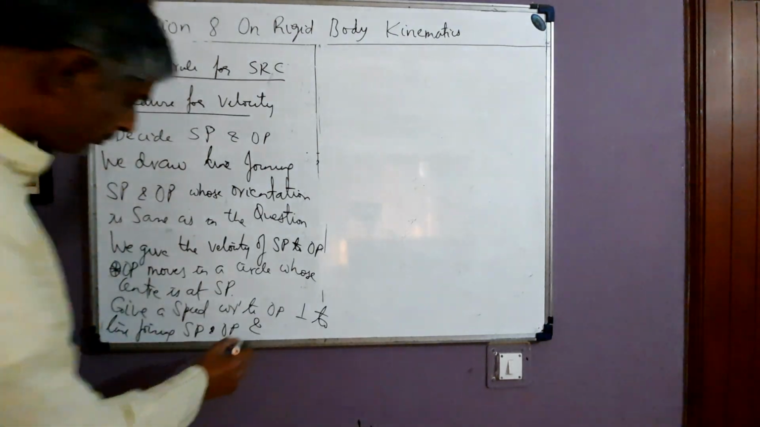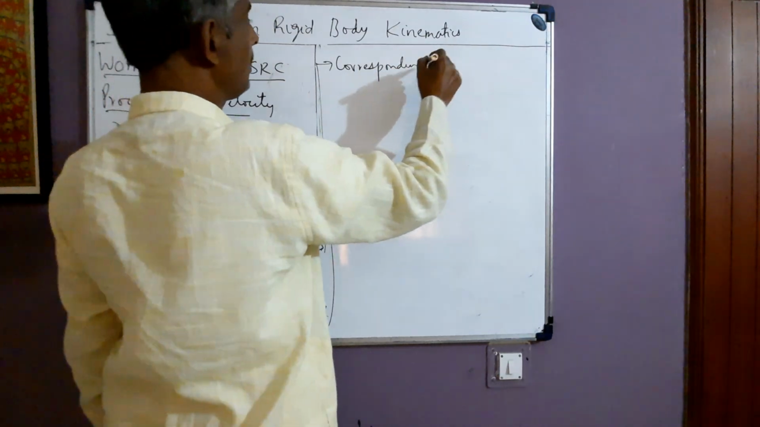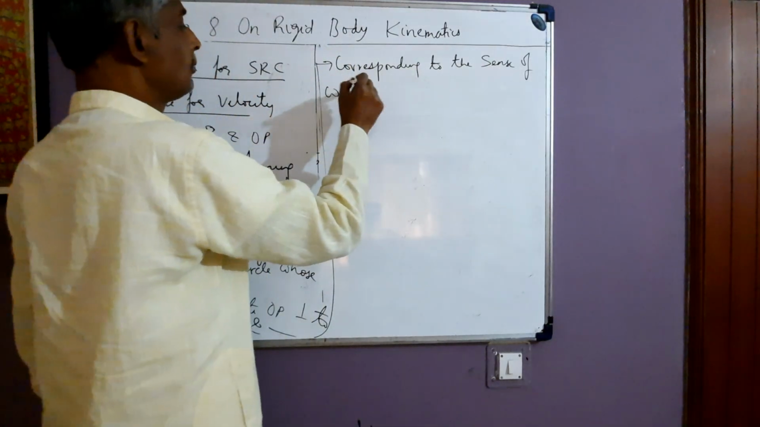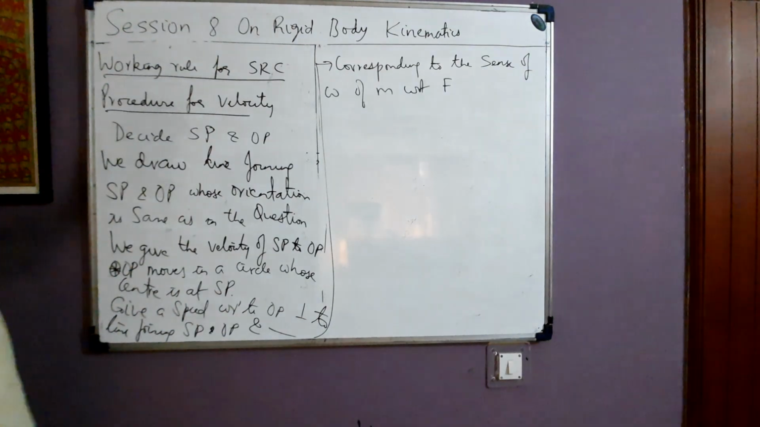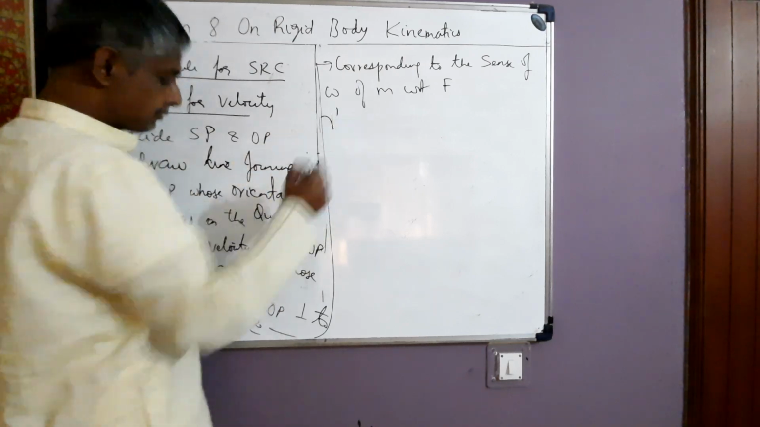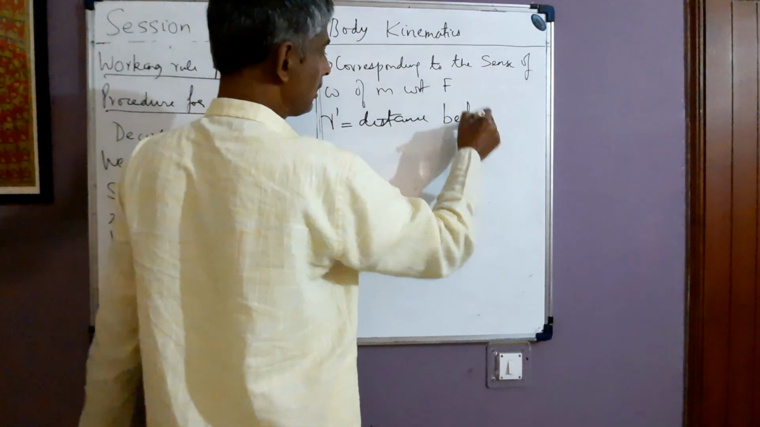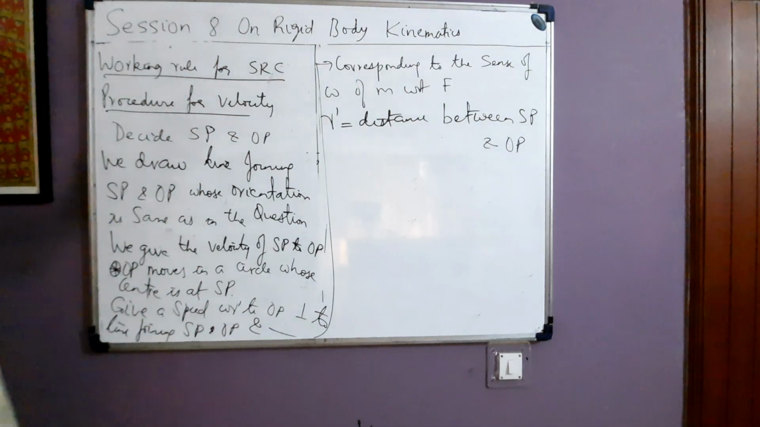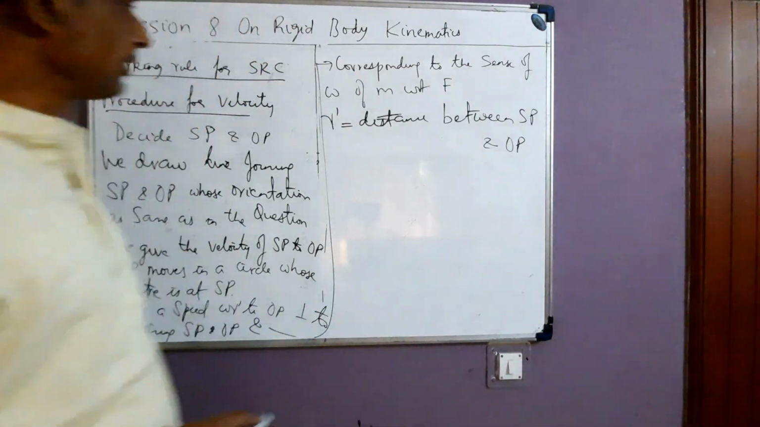Corresponding to the sense of SP and OP, and corresponding to the sense of omega of m with respect to f. This is the second step, where R dash is the distance between SP and OP. R dash is the distance between SP and OP.